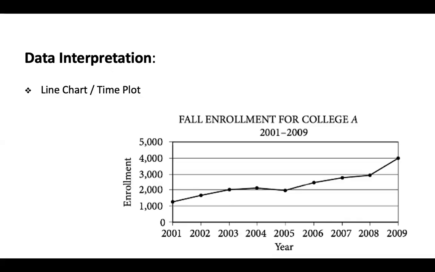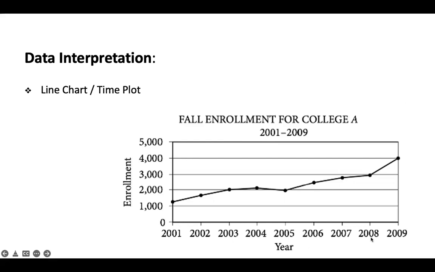Okay, so now let's move further. Next one is the line chart or time plot. So what exactly is a line chart? A line chart uses points connected by line segments from left to right to demonstrate the change in values. And if the horizontal axis is exclusively time based, that becomes a time plot. I just took another example from the official guide. This shows the fall enrollment for college A from year 2001 to year 2009.